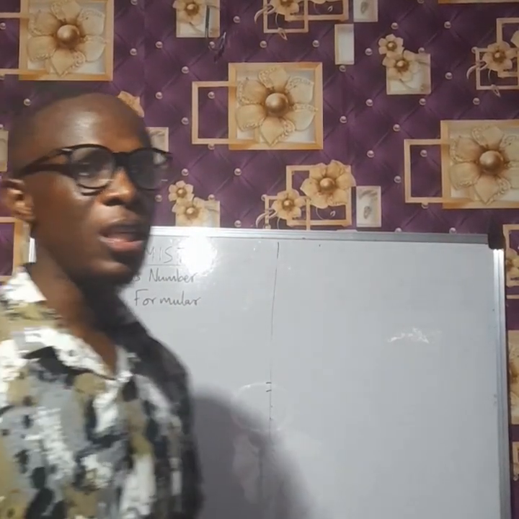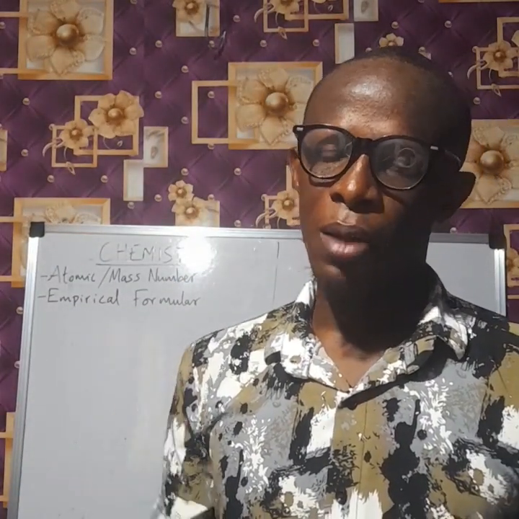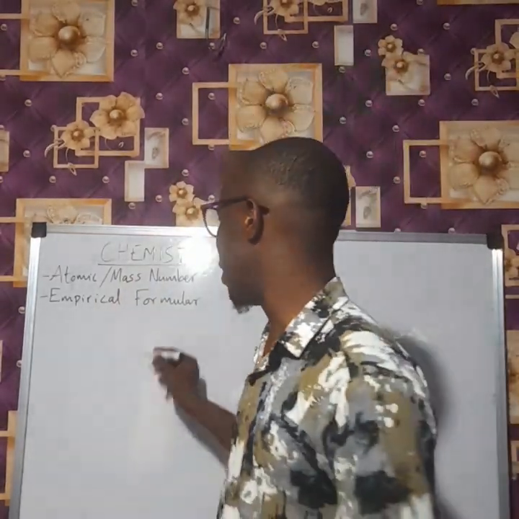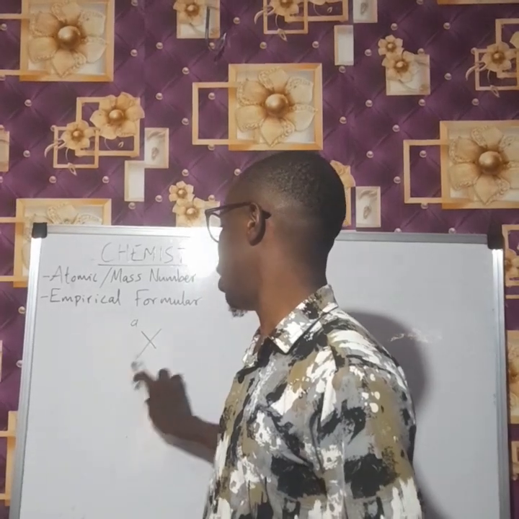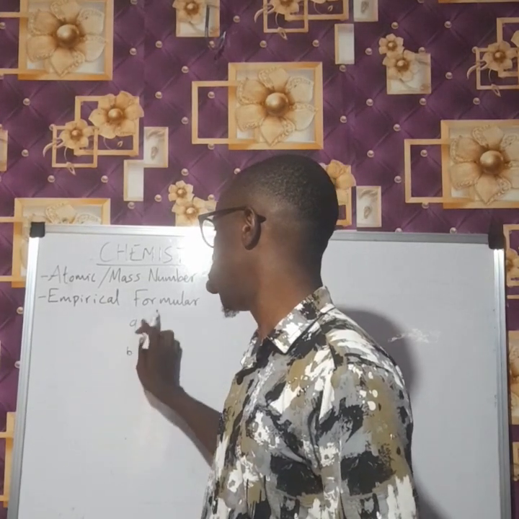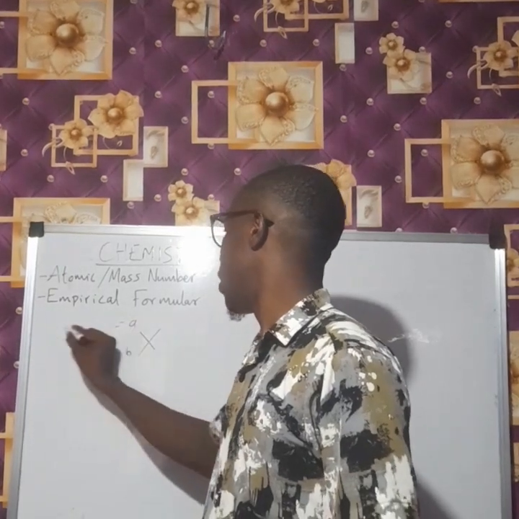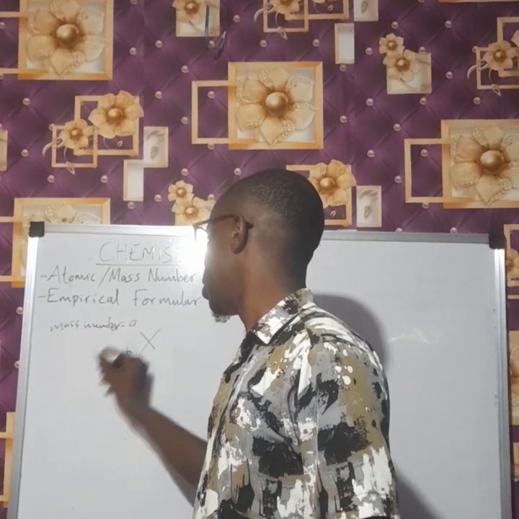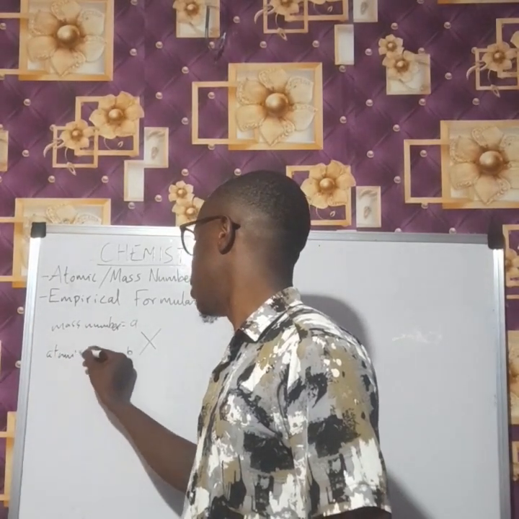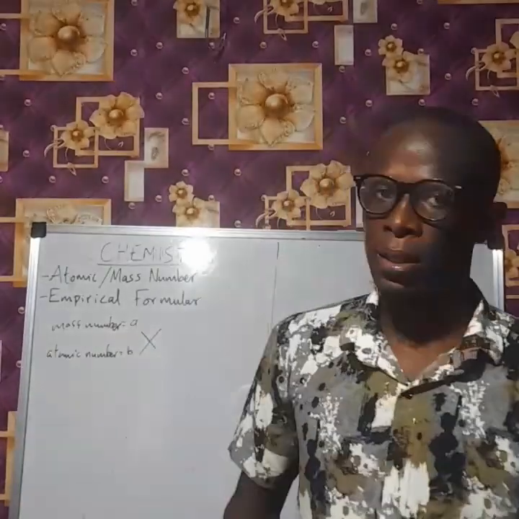Now, anytime you see an element, because in the previous class we treated elements, we talked about the first 20 elements, and we listed their atomic numbers. So if you have an element X, with a subscript and a superscript, you see two numbers here. These two numbers, this one is standing for the mass number, and this is representing the atomic number of the element. You can see that, right?